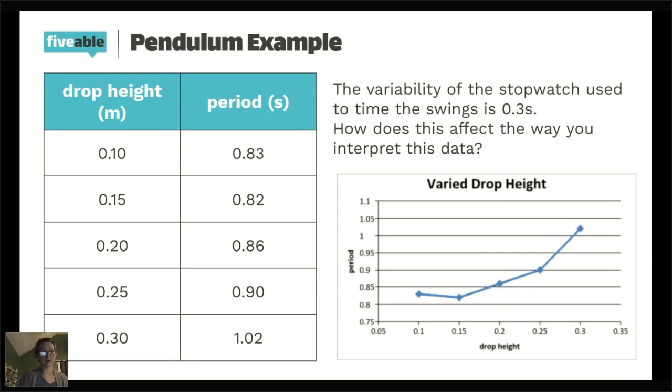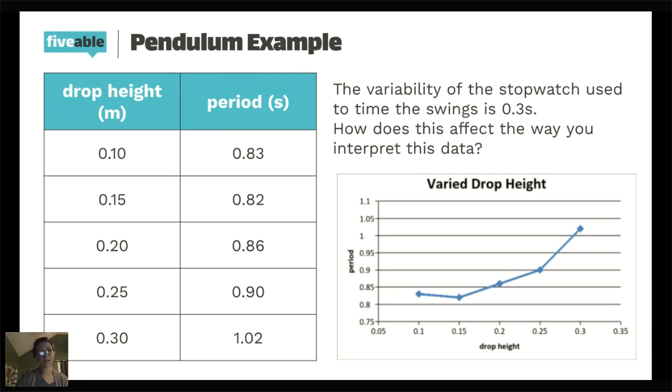Because you might want to draw a conclusion from this graph that's completely wrong. If you just looked at this graph and you didn't think about error at all, you would say, if you increase the drop height, the period of the pendulum increases. And that's in fact not true at all. You may have studied pendulums before. When you look at simple harmonic motion later on in physics, you will see that the drop height, or the angle from which the pendulum is dropped, actually has no effect on the period.